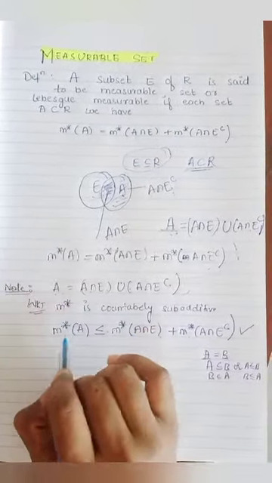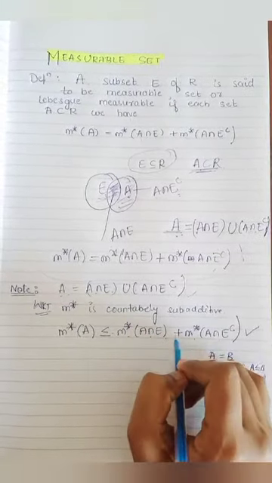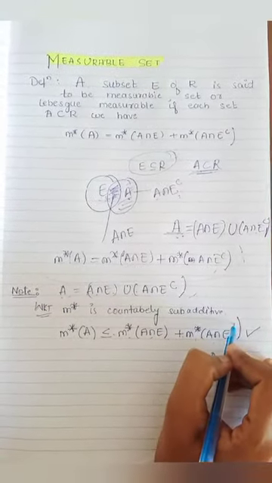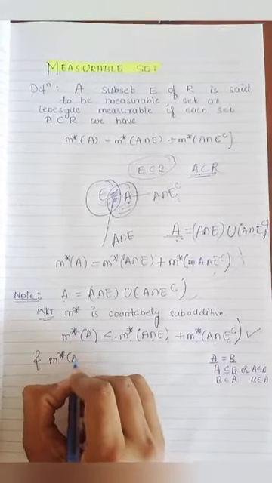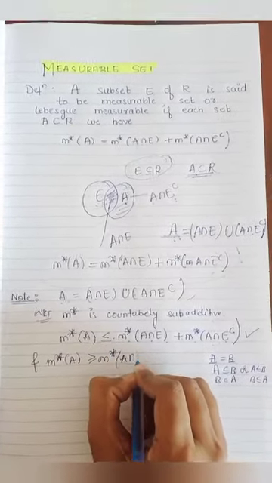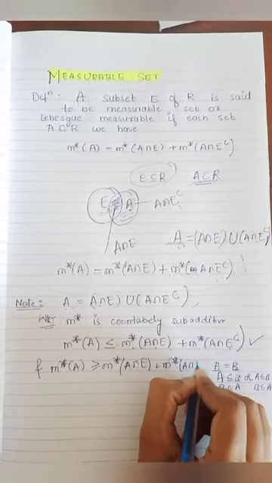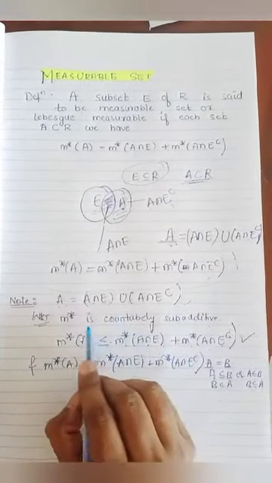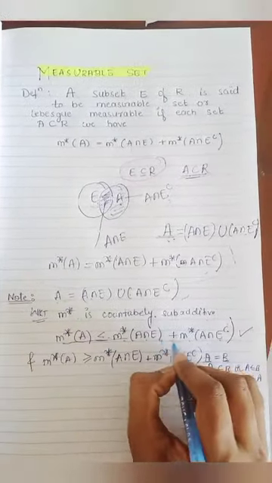We have to show that M star of A is always less than or equal to M star of A intersection E plus M star of A intersection E complement, and we have to show that M star of A is always greater than or equal to M star of A intersection E plus M star of A intersection E complement. Because M star is countably subadditive, this condition holds good always.